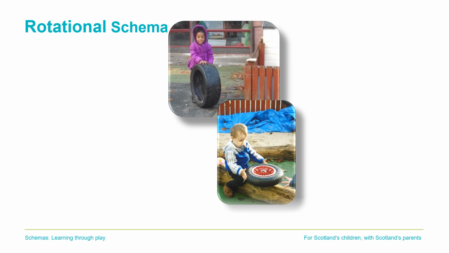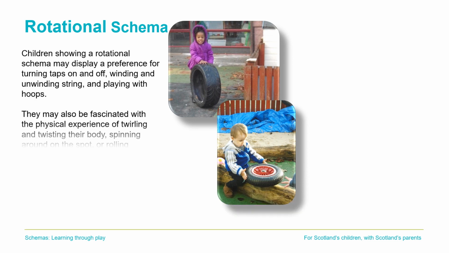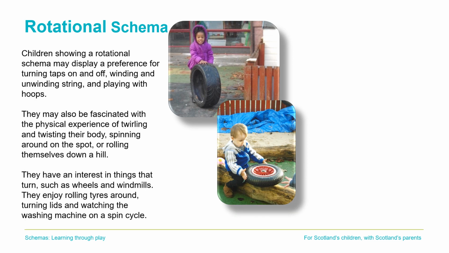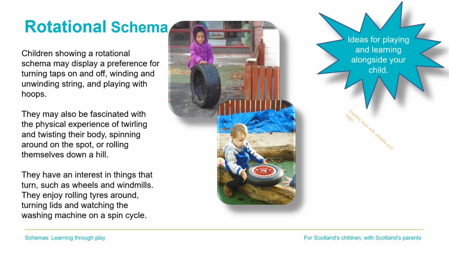Rotational schema. Children showing a rotational schema may display a preference for turning taps on and off, winding and unwinding string, and playing with hoops. They may also be fascinated with the physical experience of twirling and twisting their body, spinning around on the spot, or rolling themselves down a hill. They have an interest in things that turn, such as wheels and windmills. They enjoy rolling tires around, turning lids, and watching the washing machine on a spin cycle.